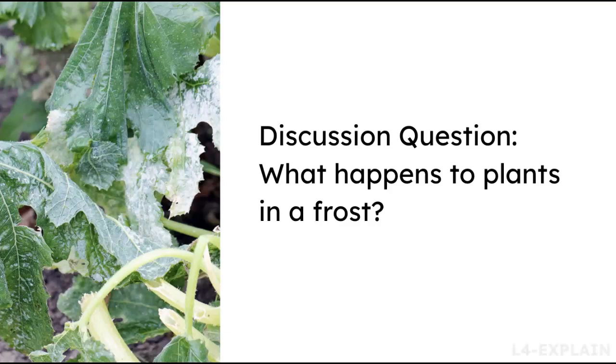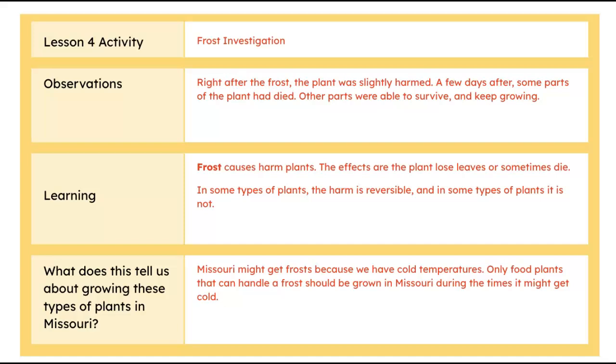For the Explain portion, you'll bring the class together and lead a discussion about students' observations from the investigation. Use the provided questions to guide your discussion around the question, what happens to plants in a frost? The goal of this class discussion is to analyze student observations and figure out how the frost irreversibly harmed some parts of the plants, and how some of the changes to the plants are reversible.